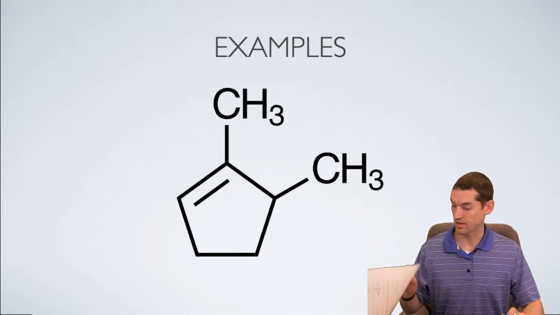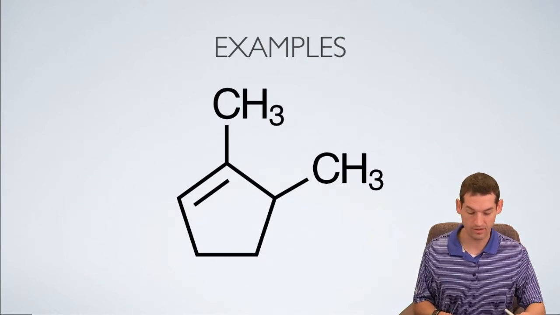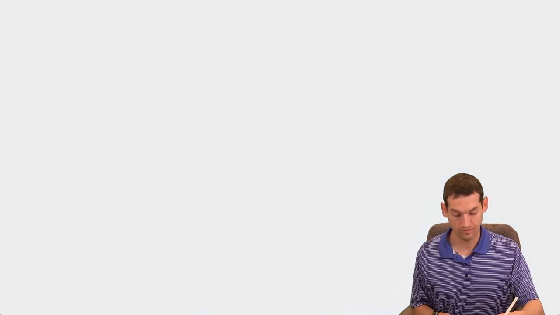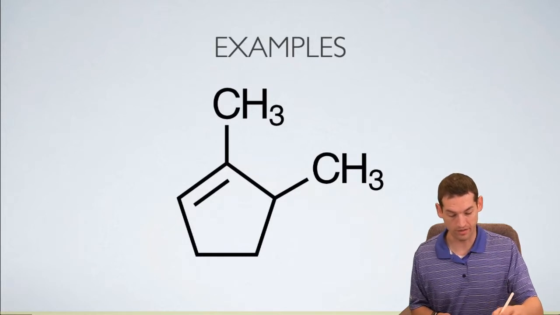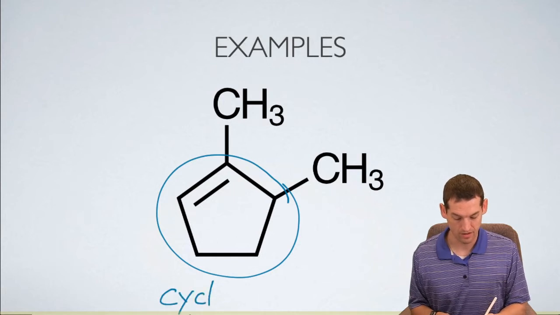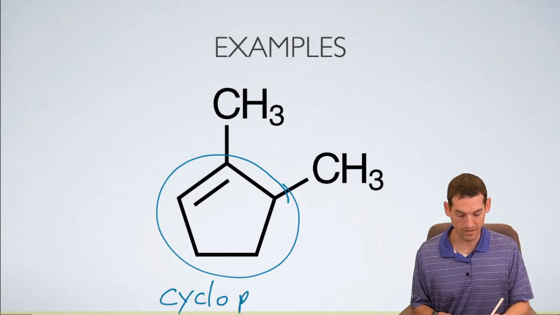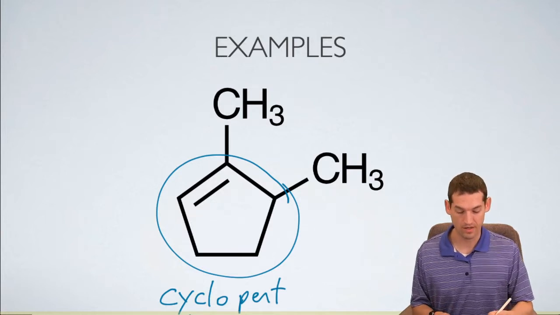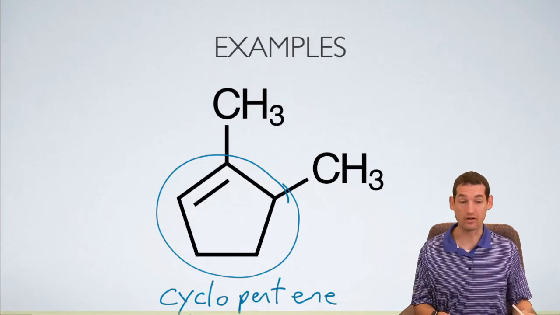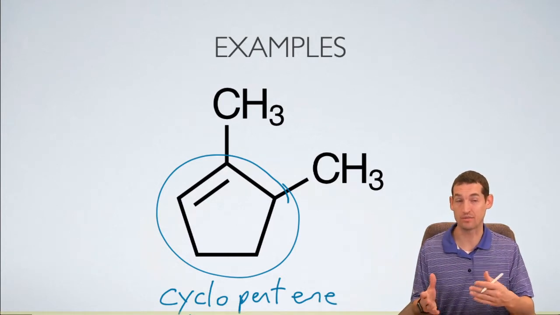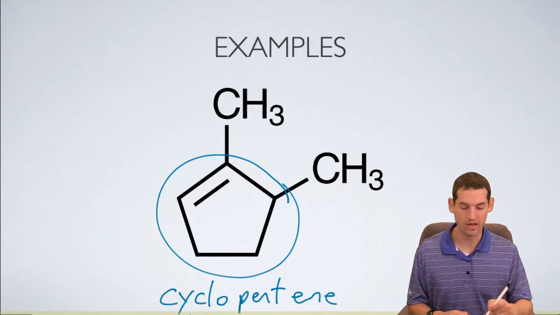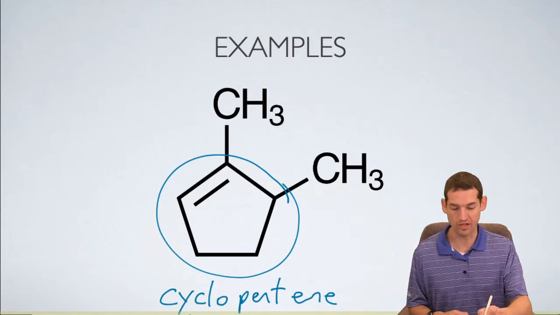So let's look at a few more of these. If I've got this molecule, for example, and we look at our parent, I have a cyclo because it's a ring, pent because it's 5 carbons, and it has a double bond, so it's a pentene. Now, I don't have to number where the ene is, because it's the functional group, it's the most important, I would give it the lowest number. But it's going to change how I number these branches.